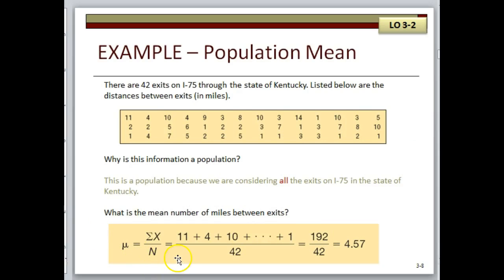So if we go back here, we are going to add up all of these numbers here. And then we are going to divide it by the total number, which is 42 exits. And we get our final answer. The mean number of miles between exits is 4.57.